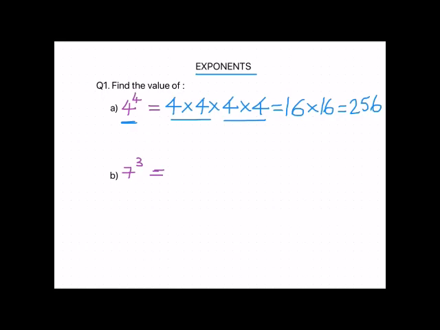Let's see the second question. 7 cube. That means 7, which is the base, has to be multiplied 3 times. This is equal to 7 times 7 is 49 times 7. It is equal to 343.